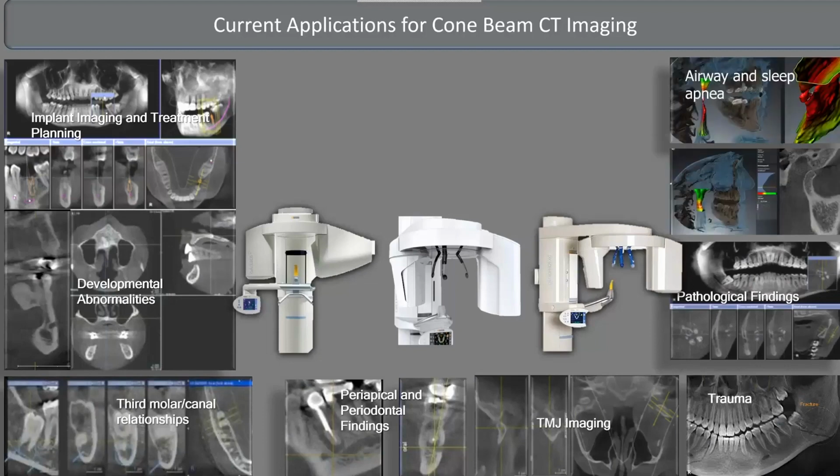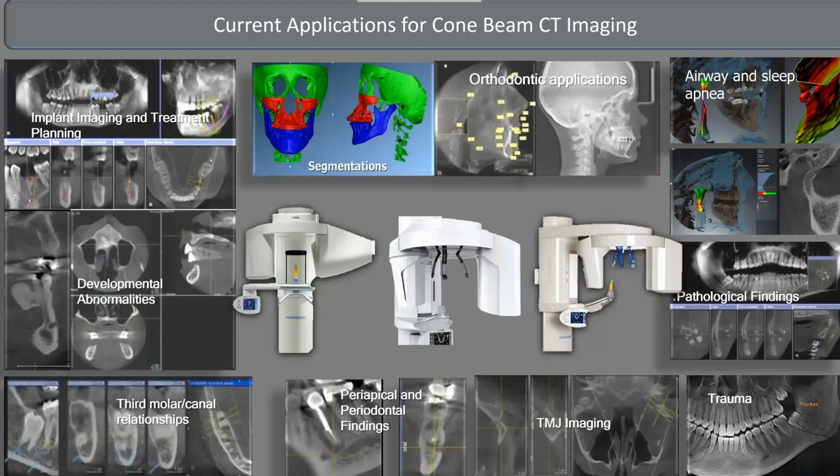Great for airway and sleep apnea applications. Now, we're not diagnosing obstructive sleep apnea off of a cone beam CT. We could tell Mrs. Jones, you have a limited airway space, and it would open us up for further conversations, and of course, she would need to go on for a sleep study. And of course, there's orthodontic applications, and we can also do segmentation. So we can basically color it in, and anything you can segment, you can 3D print. So you're pretty much set up for 3D printing with this as well.